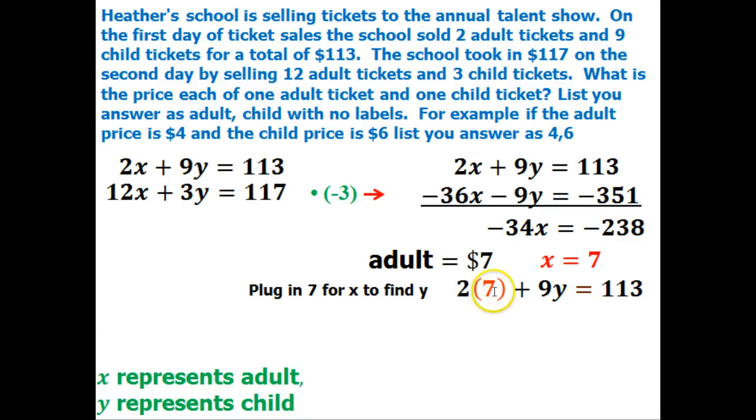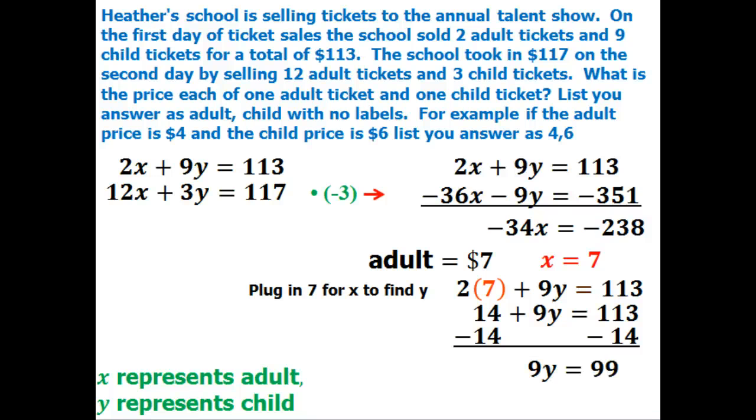Instead of 2 times x, we know x is 7. So 2 times 7 plus 9y equals 113. My next step now is just to solve this one for y. 2 times 7 will give me 14. I've got to subtract 14 from both sides. 113 minus 14 would give me 99. 9y equals 99. If I divide both sides by 9, I can isolate my y. y is going to equal 11. Over here I wrote down a little note to myself that y represents the child's ticket. So the child costs $11. So my adult ticket costs 7 and my child's ticket costs 11.